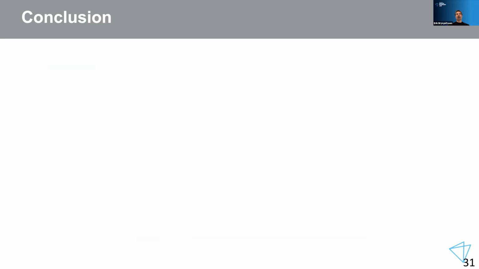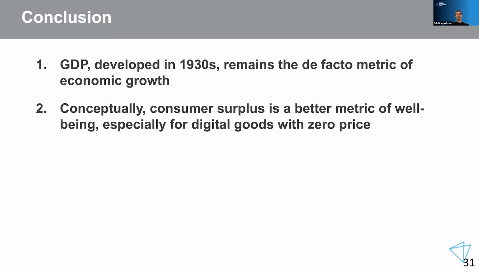So the final points are that GDP is still a de facto metric, but consumer surplus, as I think most economists would agree, is a better metric of well-being. By the way, we could also measure producer surplus, but that hasn't changed nearly as much. And Bill Nordhaus suggests that about 95% of the benefits of new goods comes in the form of consumer surplus, not producer surplus. But that would be a way of extending this slightly.